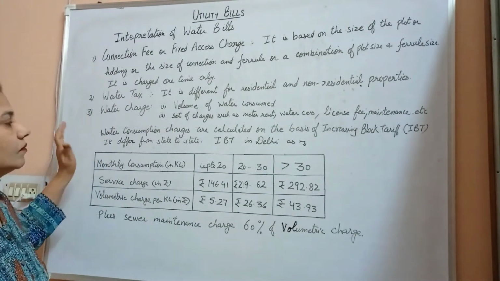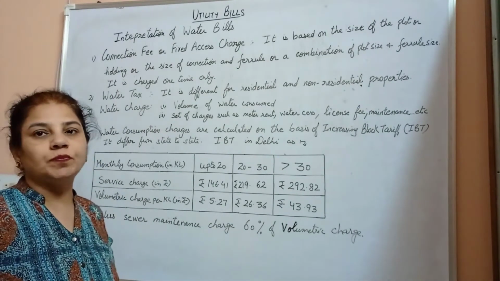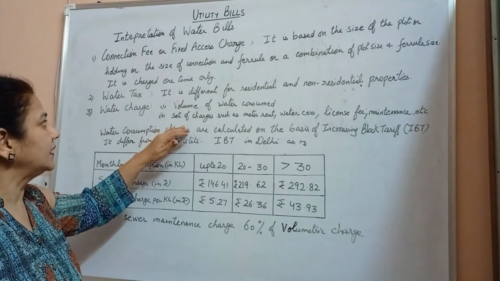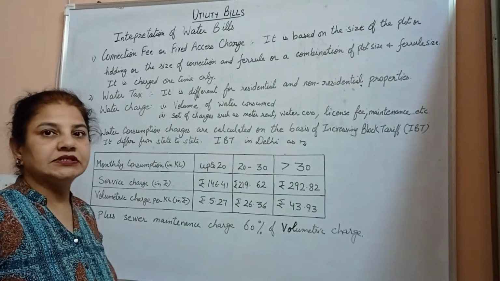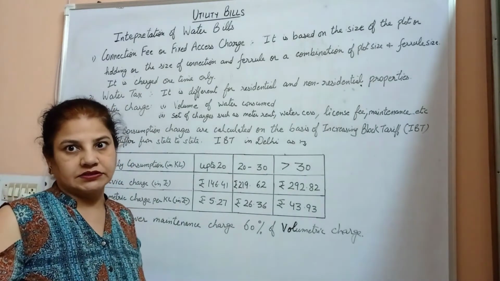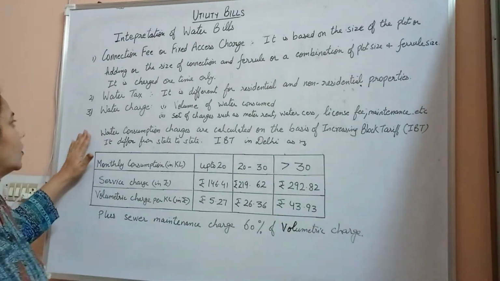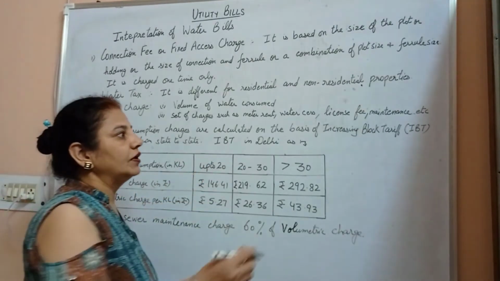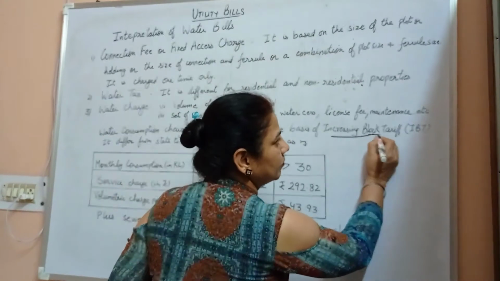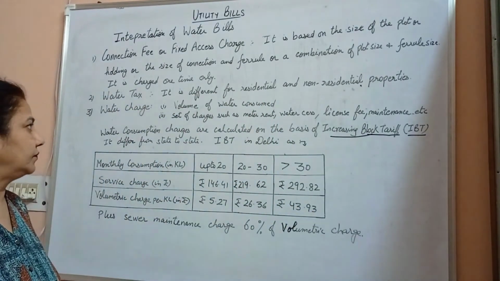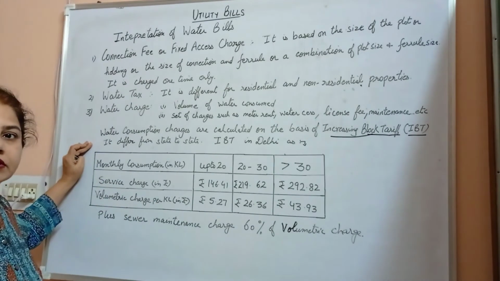Water charge has two basic components. First is the volume of water consumed, and the second is a set of charges such as meter rent, water cess, license fee or maintenance charges, etc. Water consumption charges are calculated on the basis of the increasing block tariff, IBT. It differs from state to state.